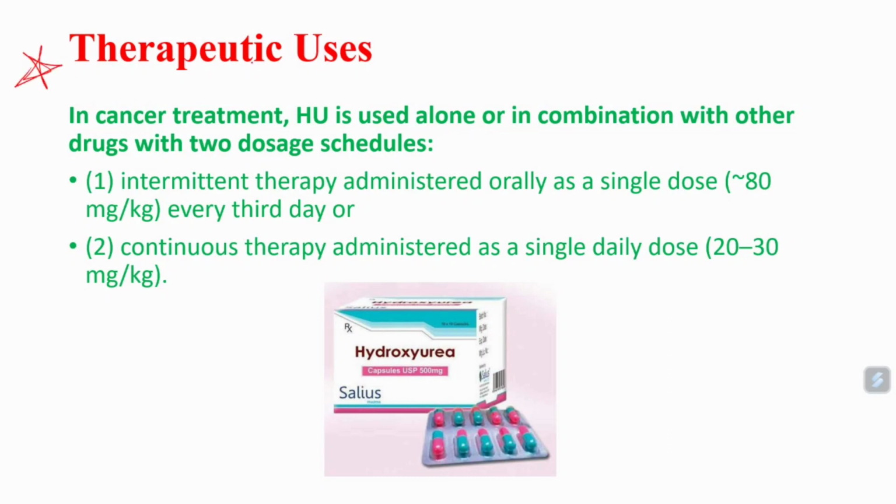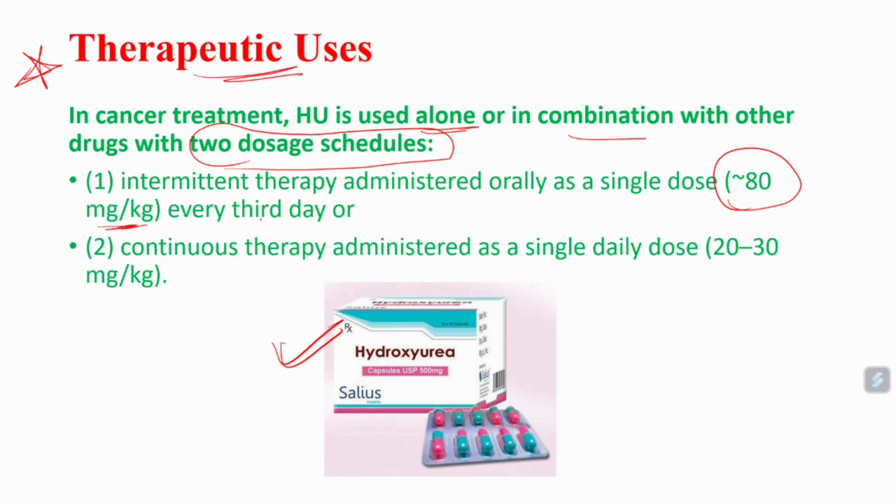And now let us see the therapeutic uses of hydroxycarbamide, as we are discussing its anti-cancer activity. Hydroxyurea is given either alone in leukemia, or in combination with other drugs. It is given in two dosage schedules. If it is given as 80 mg per kg as a single dose, it can be given every third day. And if it is given as 20 to 30 mg per kg, it can be given once every day. Okay, so this is the normal dosage and therapeutic use of hydroxycarbamide.